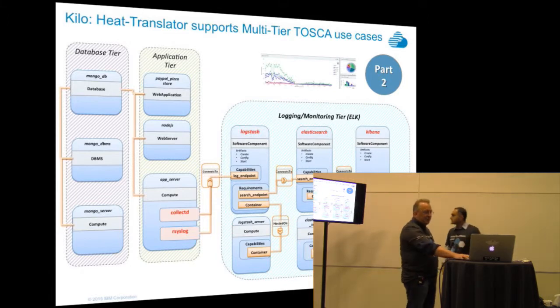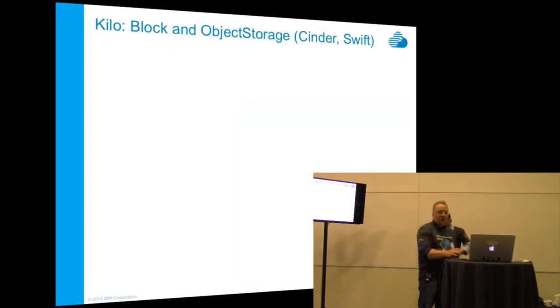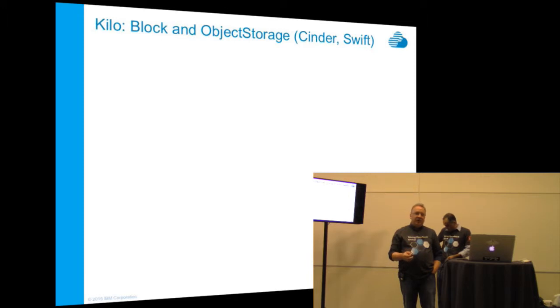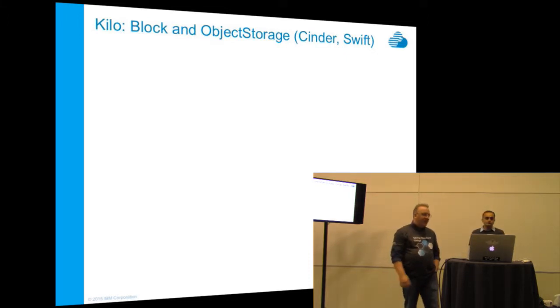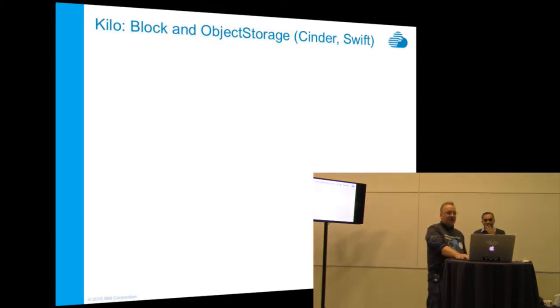Thanks, Sahdev. So Sahdev showed one of our more recent templates we added that features our multi-tier use case using many open source components that are found in typical applications. I want to take you through a tour of some new functions we've added in Kilo, and which represent TOSCA node types and relationships that we've added in the version 1 spec, and now we have templates for in Heat Translator. Some new features we added in the Kilo release are support for templates and for block and object storage.